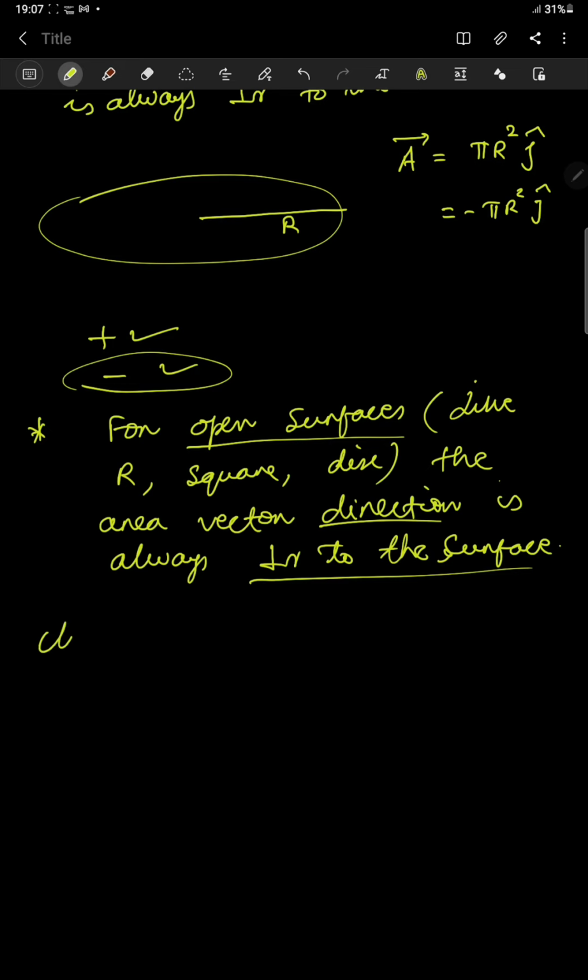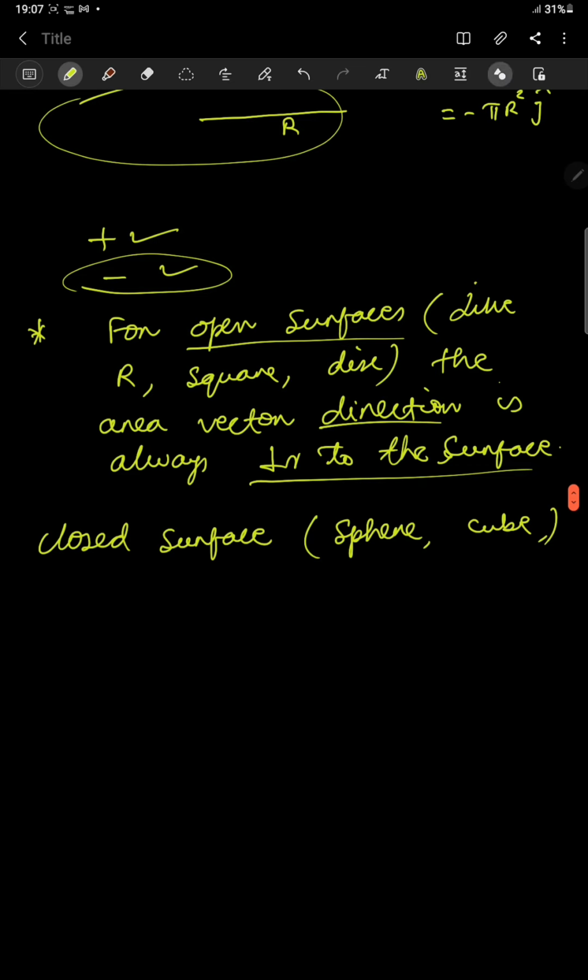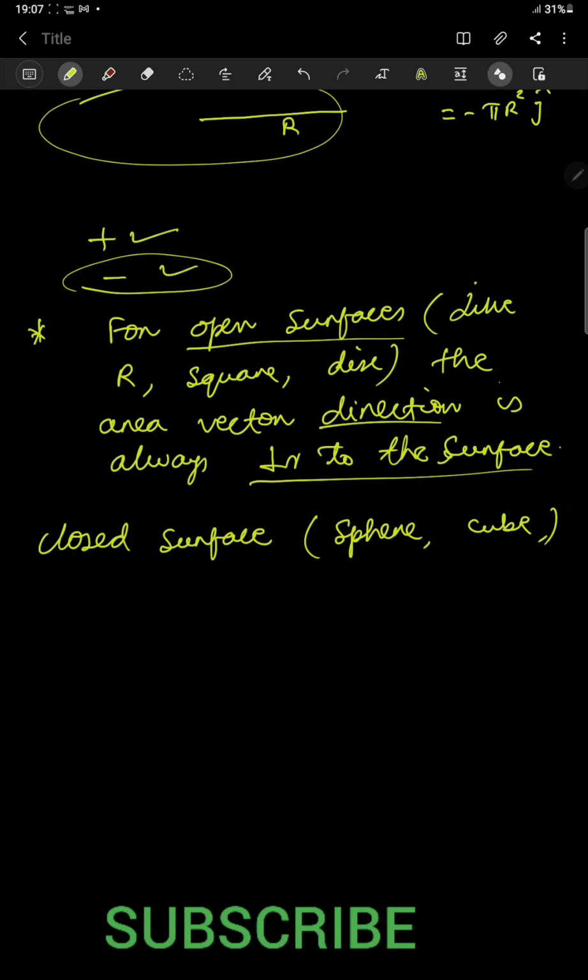Yes, we have something called a closed surface. Now can I give some examples? Yes, like your sphere is a closed surface. Cube is also a closed surface. For closed surfaces, then what to do? If I want to draw a sphere on this paper, I have to represent a circle only. Suppose this is the circle.